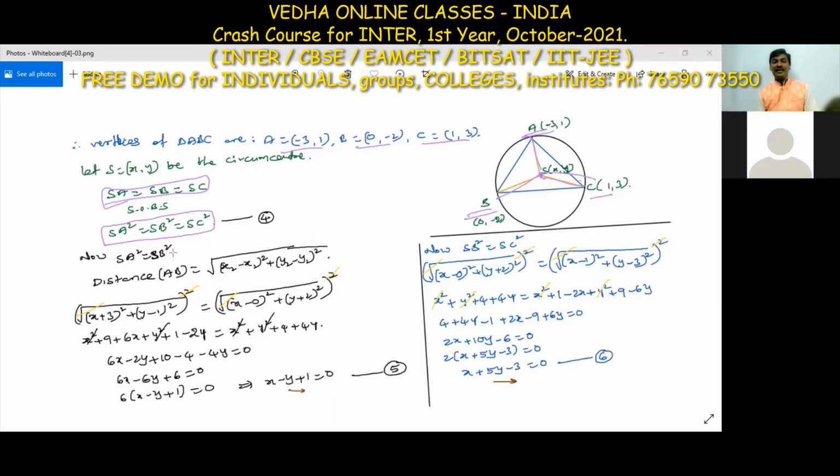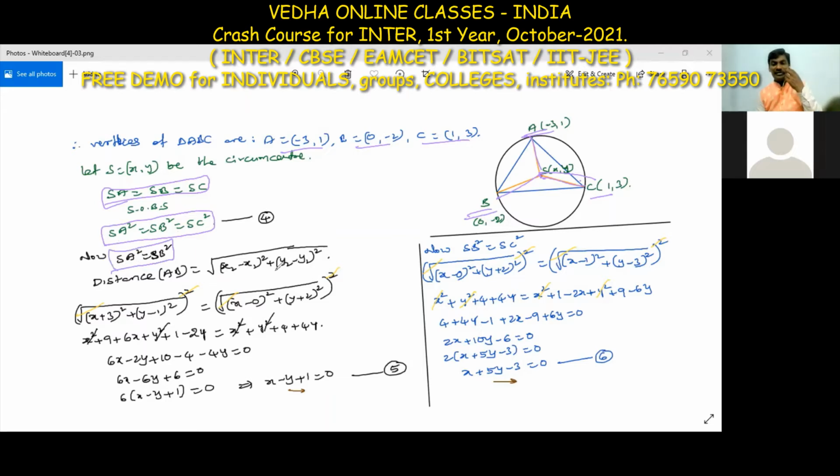So here I am taking SC square is equal to SB square once, and we take SB square is equal to SC square once, or otherwise we can take SC and SC also. Any two we will take and simplify. We get one equation. So now here I am taking SC square is equal to SB square. These two are okay, so I am taking here.